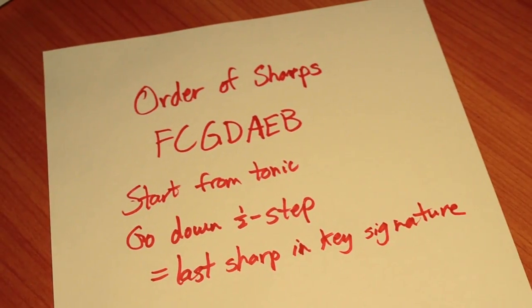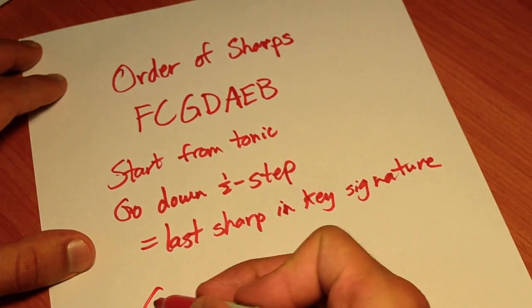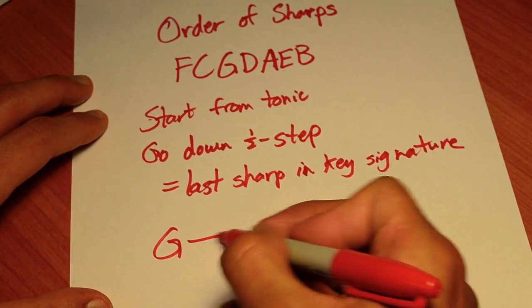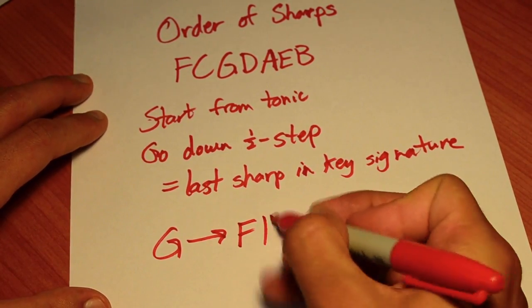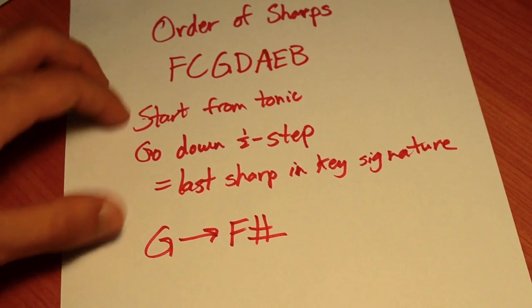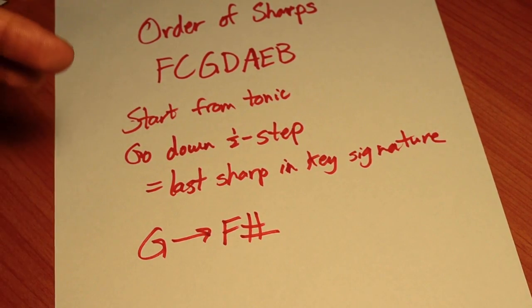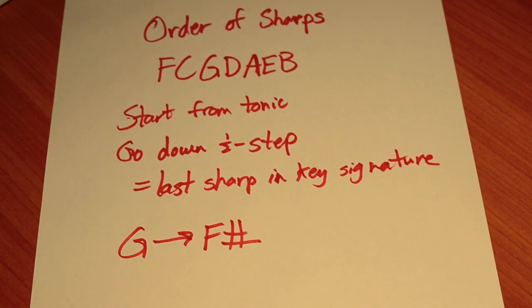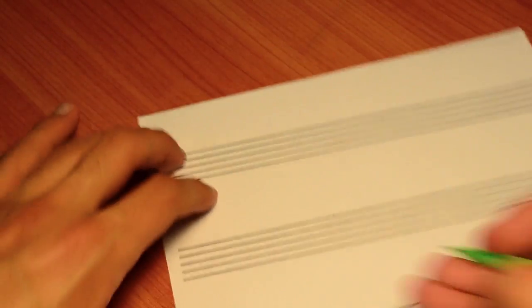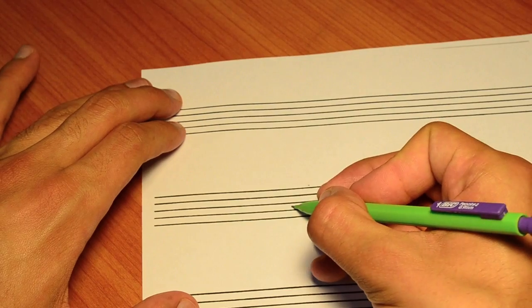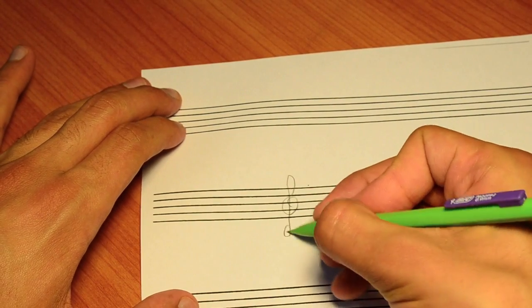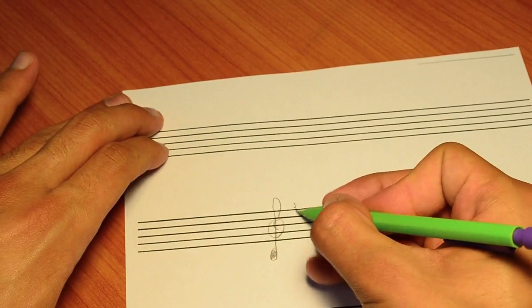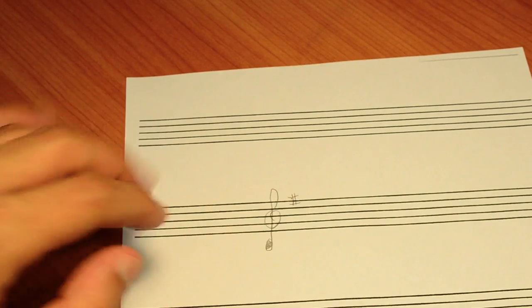So let's take, for example, G major. G going down a half step would give us F sharp. And since F sharp is the first sharp in the order of sharps, that's our only sharp in the corresponding key signature. So if we were going to write G major on a staff, I'll use treble clef just for convenience, we just have F sharp, and that'd be our entire key signature.